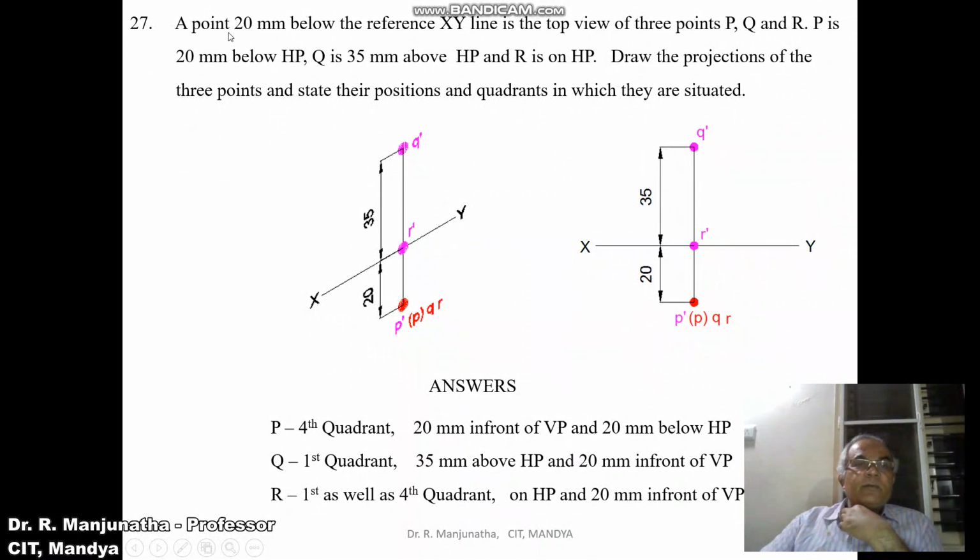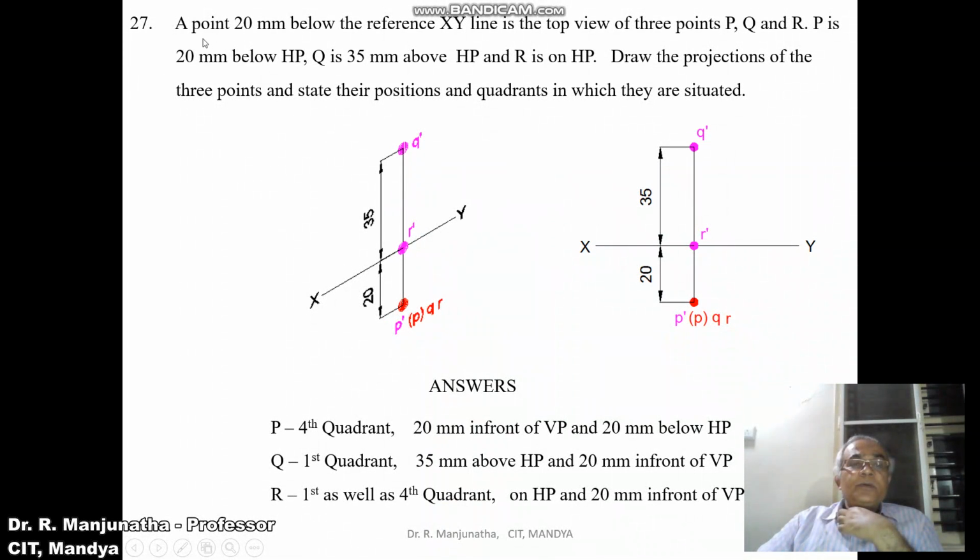A point 20 mm below the reference XY line is the top view of 3 points, capital P, capital Q, and capital R. P is 20 mm below HP, Q is 35 mm above HP, and R is on HP. Draw the projections of the points and state their positions and quadrants in which they are situated.